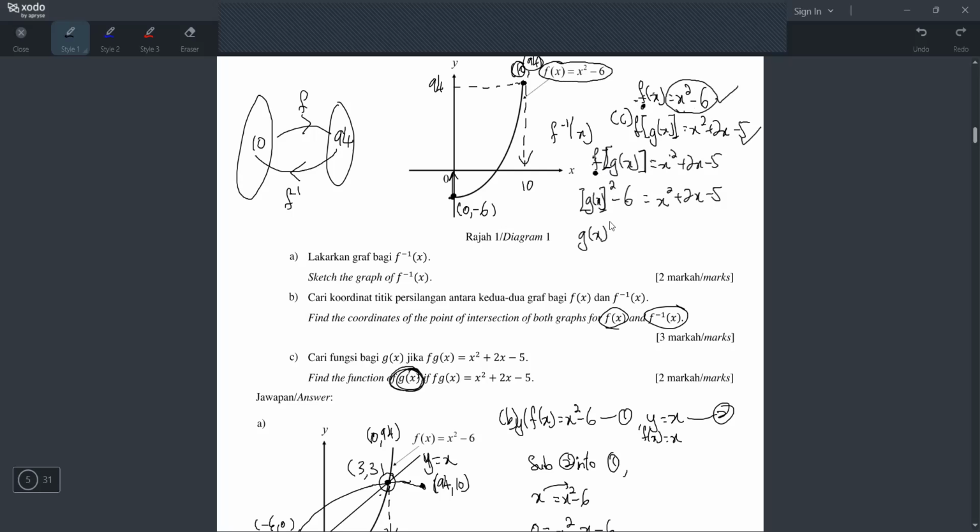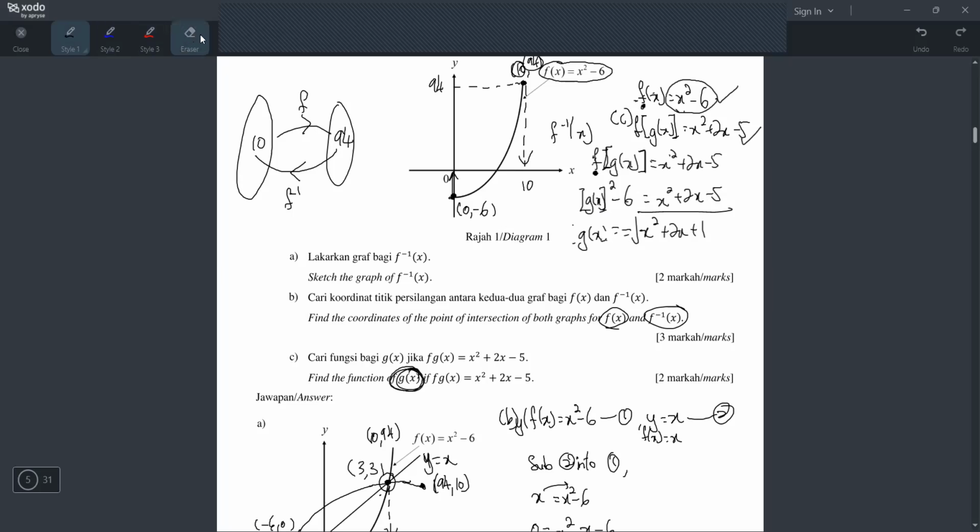So the square, I think I don't want to move first. I write like this first. Minus 6 moves over to become plus 6, so it becomes x squared plus 2x. Negative 5 plus 6 is just plus 1. Okay? And then now you move the square root. So the square becomes square root.